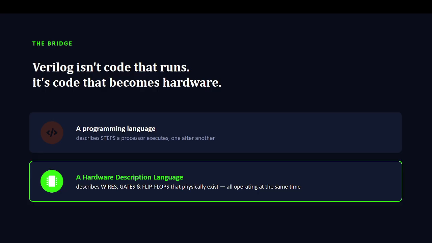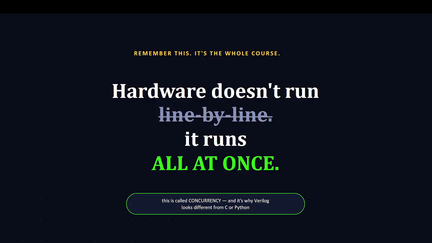You are not telling someone what to do. You are describing something that will exist. Walls here, wiring there, plumbing over there, and none of it happens in order. It's just all there, all at once, the moment the house is built. That's literally what Verilog does. You are not writing instructions for a processor to run. You are describing wires, gates, and flip-flops that will physically exist on a chip. Hardware doesn't run line by line, it runs all at once.